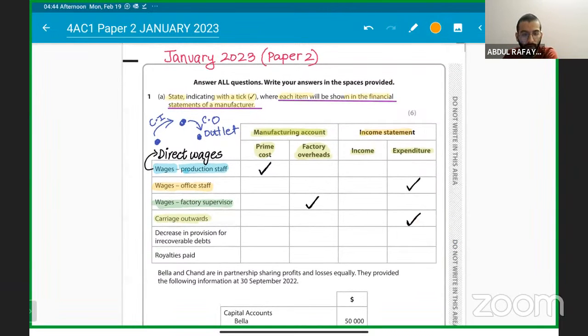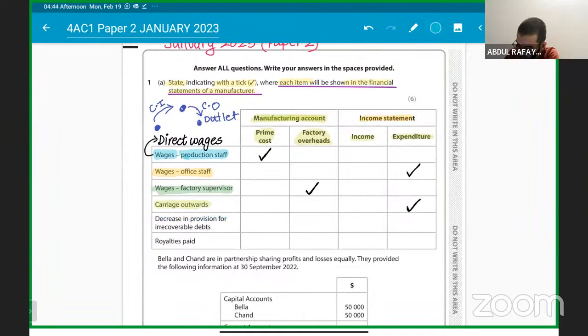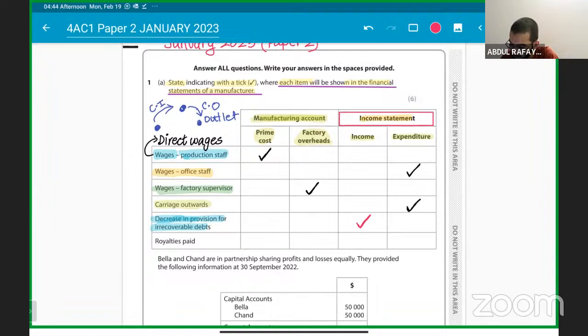Any questions up till now? Any questions in part A? Let me know. Then we have decrease in the provision for doubtful debts. You need to understand that for a provision for irrecoverable debts, a decrease in that will be an income for us. So this will be an income in the income statement. Irrecoverable debts are only linked with the income statement, and therefore we are going to tell the examiner that a decrease in provision for irrecoverable debts is an income for the person, and that is why we record it in the income section. Got it clear?